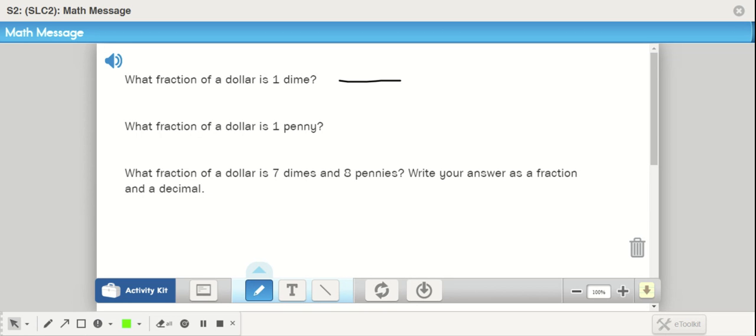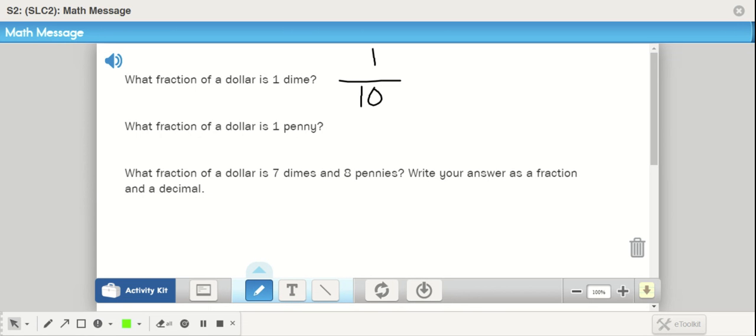Well, you should know that a dime is 10 cents. There's 100 cents in a dollar, so you need 10 dimes. So that will be what's in my denominator, because my denominator is how many parts I need. And then my numerator is how many dimes do I have? 1. So what fraction of a dollar is 1 dime? It is 1/10.